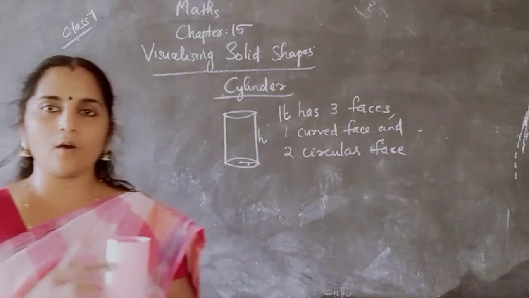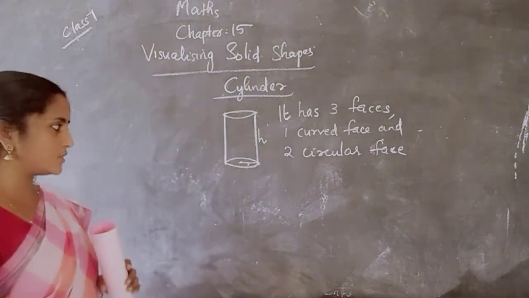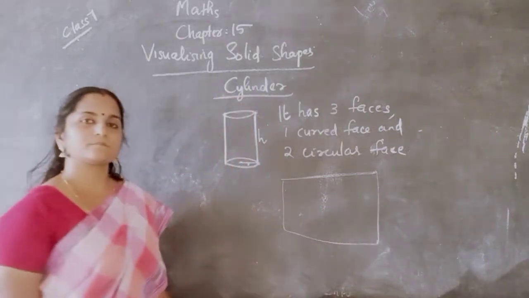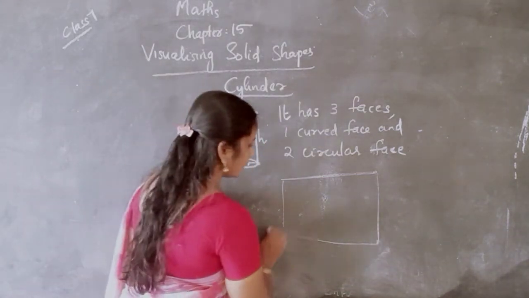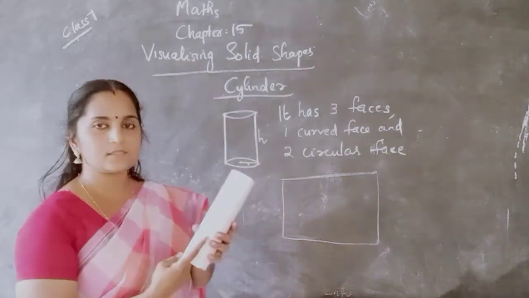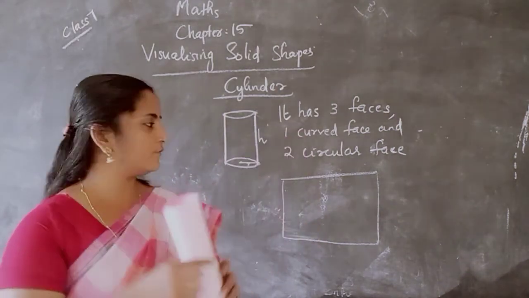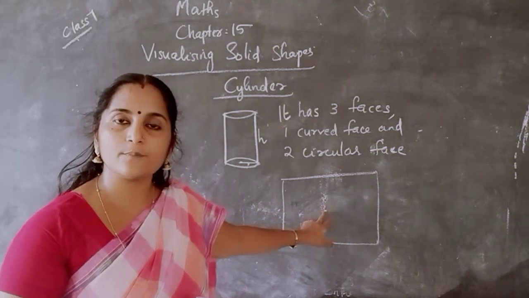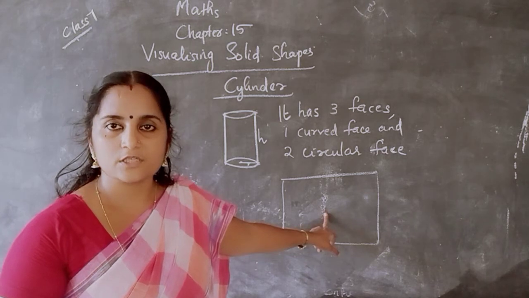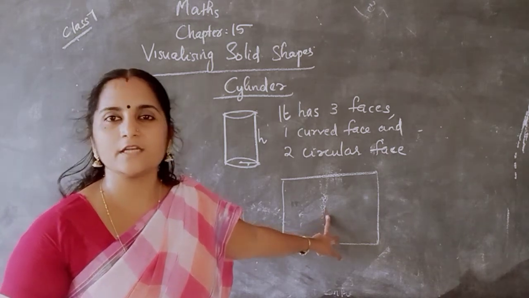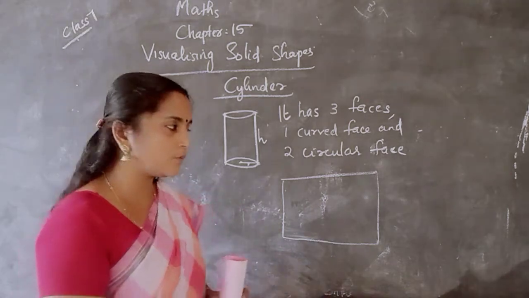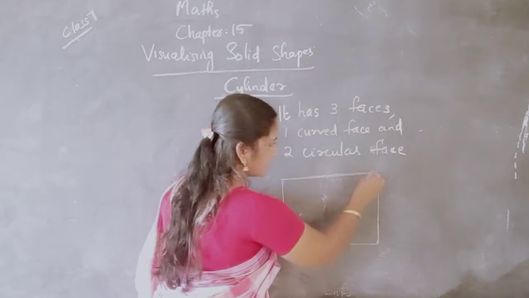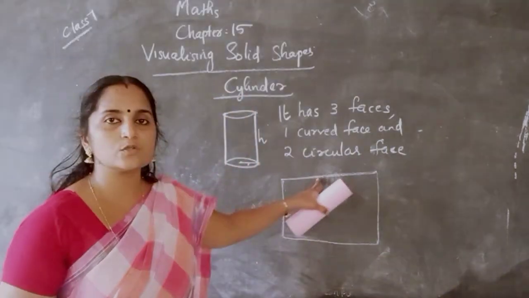Okay. So if you open this cylinder, we get a paper like this, isn't it? A rectangular sheet of paper we get. If you cut this cylinder like this and open, we get a paper like this. Can you say what is the shape of this paper? The shape of this paper is rectangle. And what is its area? Length into breadth, you know that. Here, this is the breadth and this is the length. If you multiply these two measures, we get the area.